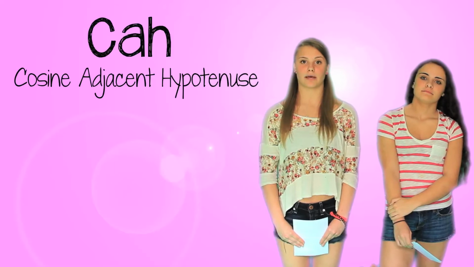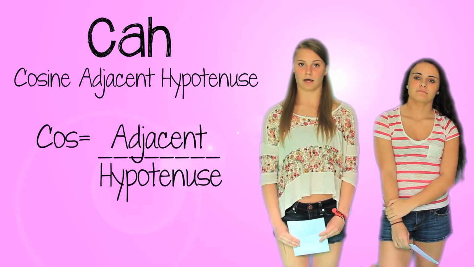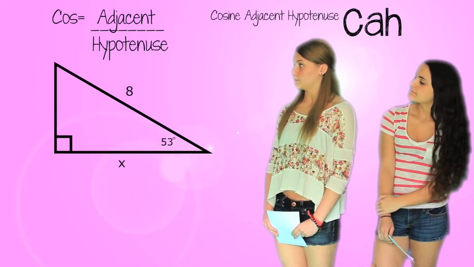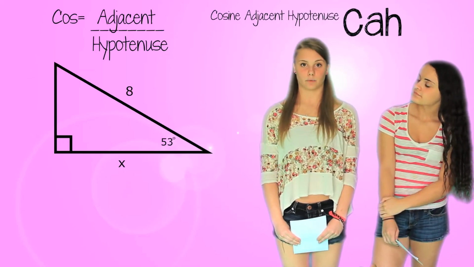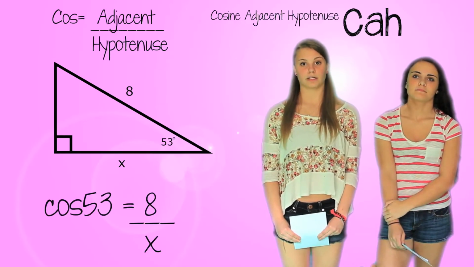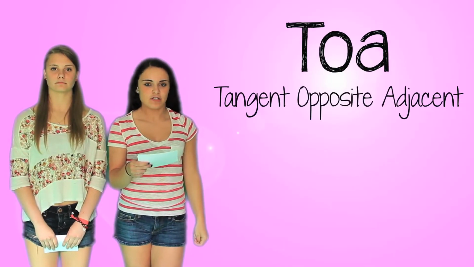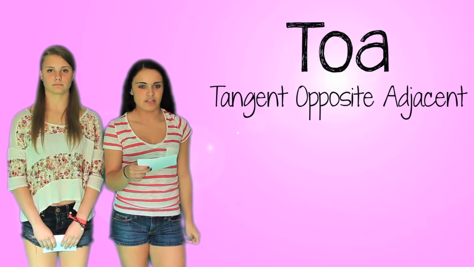In CAH, C is cosine, A is adjacent, and H is hypotenuse. The formula for cosine is cosine equals adjacent over hypotenuse. In a triangle over here, we have that 53 degrees is the angle that we'll be using, and the hypotenuse is 8. When you plug these numbers into the formula and into the calculator, you'll get that the adjacent measurement is 4.8.